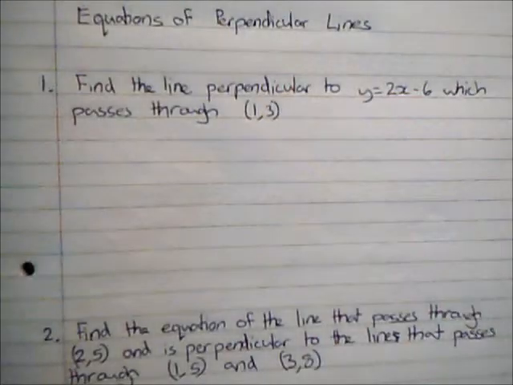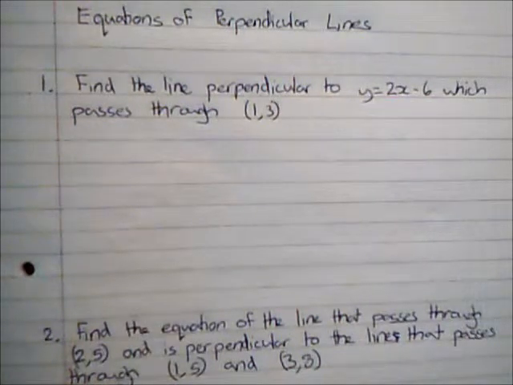In this video we're going to look at the equations of perpendicular lines. Two lines are perpendicular if they are at right angles to one another, and in terms of their gradient they have a product of -1. So if we have the gradient of one line, the gradient of the perpendicular line will be the negative reciprocal of the gradient of the first line.